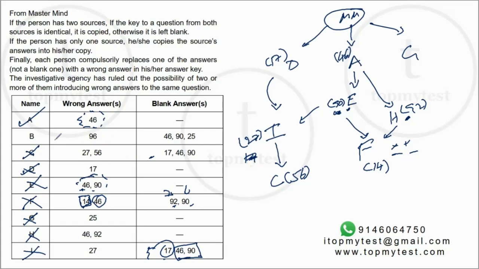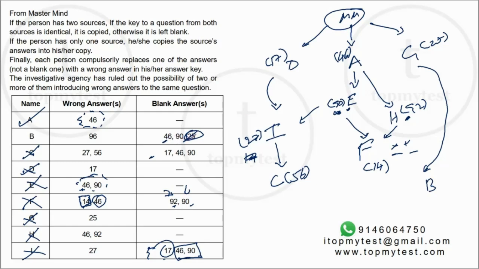Now, the last person left is B. Now, B has a 25 in it. 25 was introduced by G. So one of the sources for B will be G. Okay. Now whoever he compares with, G has introduced 25. Whoever B compares with will not match. Nobody else has 25 wrong, right? But because it is a blank, he has to have some other source also.